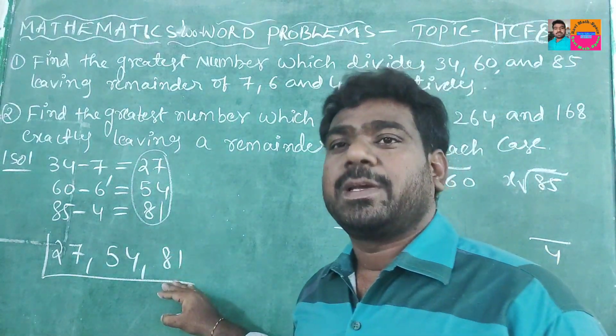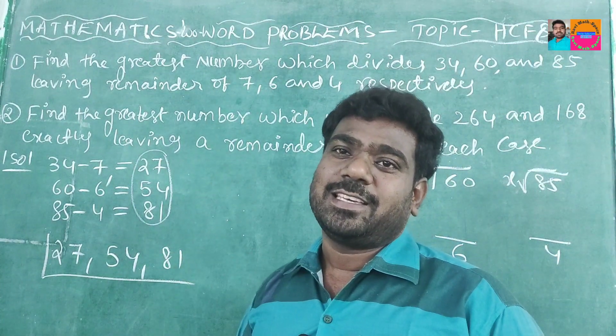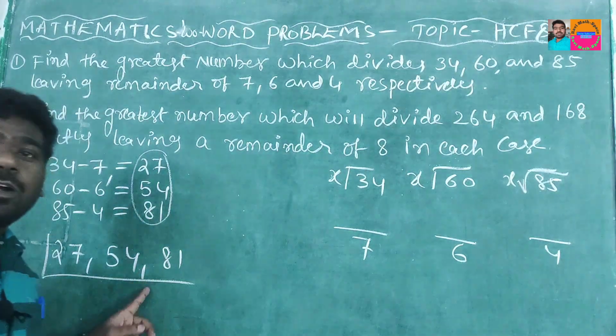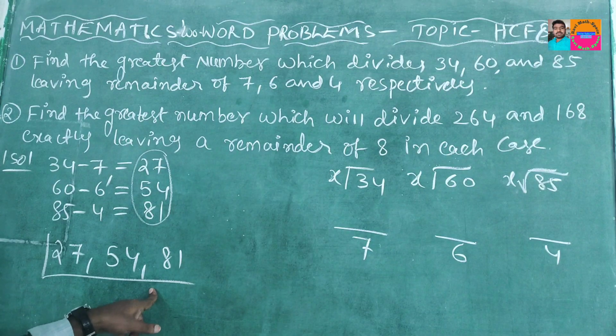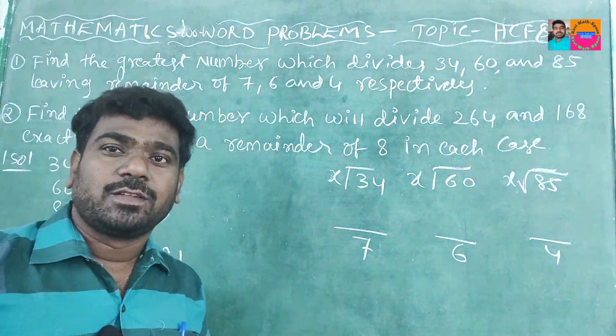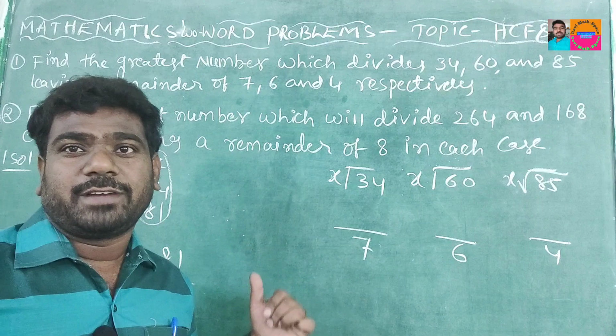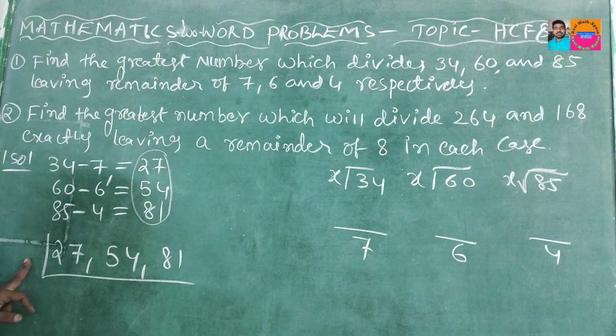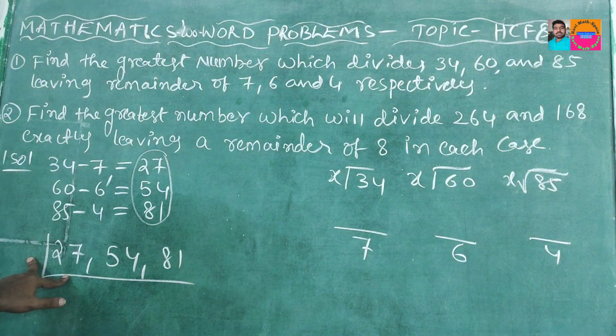Out of the 4 methods, which method is very easy? Common divisor method is very easy. So I am applying the common divisor method here. Already we know the steps to find the HCF using the common divisor or common factor method.